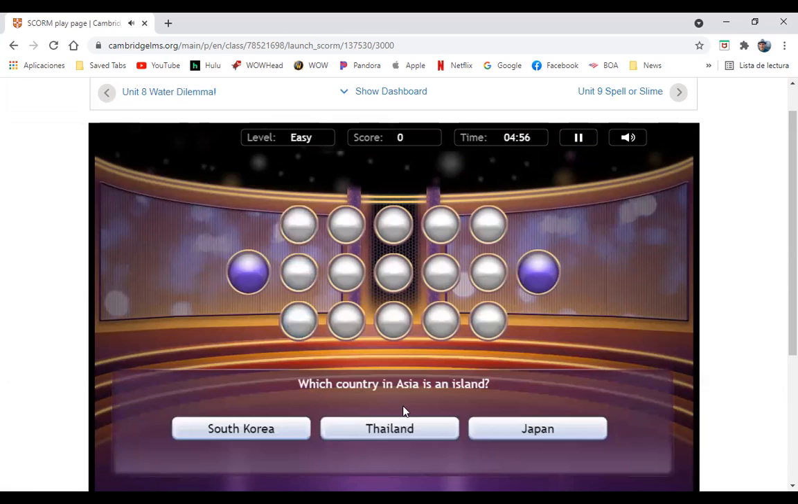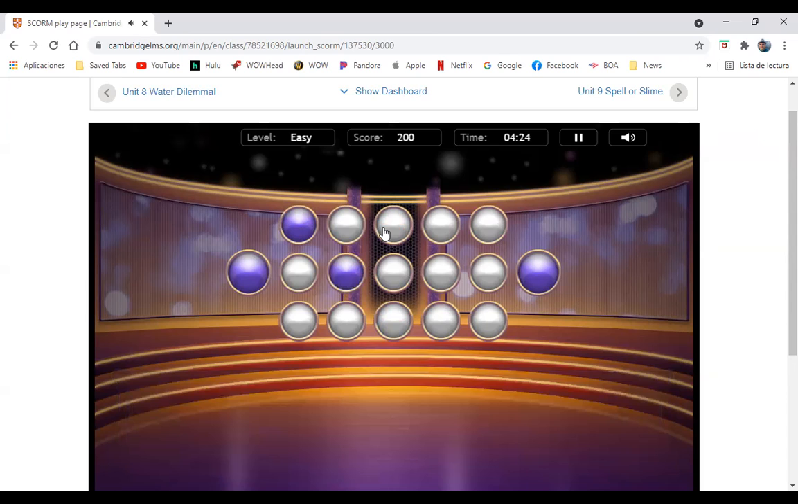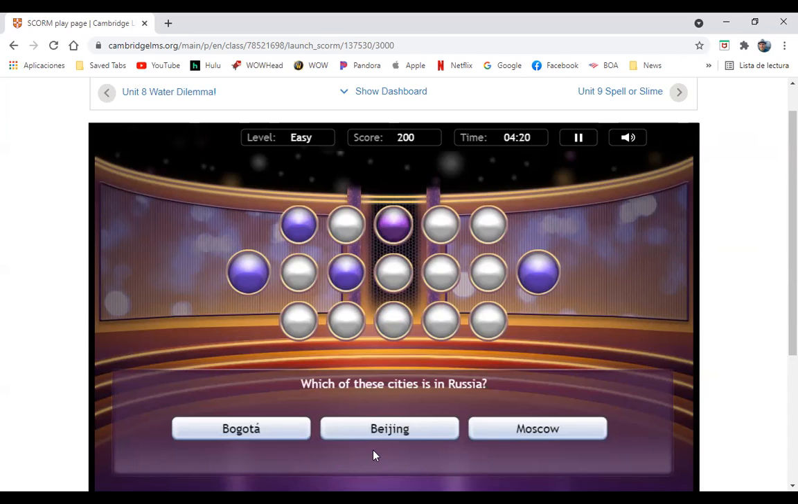Which country in Asia is an island? Japan? Yes. Which of these cities is in Colombia? Bogota. Which of these cities is in Colombia? Moscow. Moscow, yes.